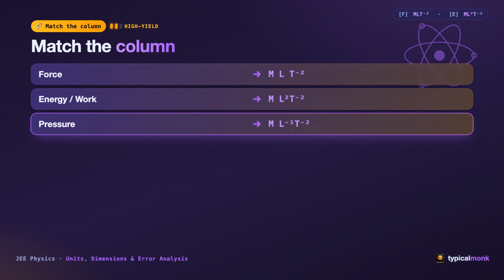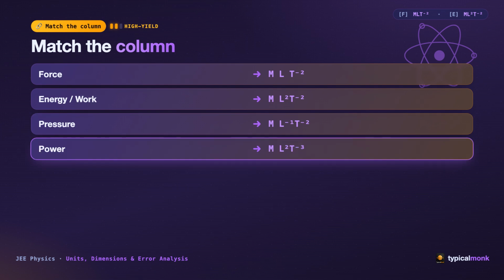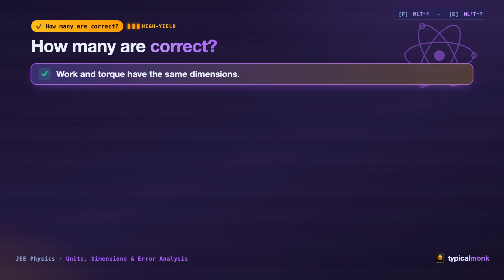Pressure: ML⁻¹T⁻², force divided by area. And power: ML²T⁻³, energy divided by time, one more division by time than energy. If all four came to you before the reveal, the map is becoming yours. Use a favorite JEE format.